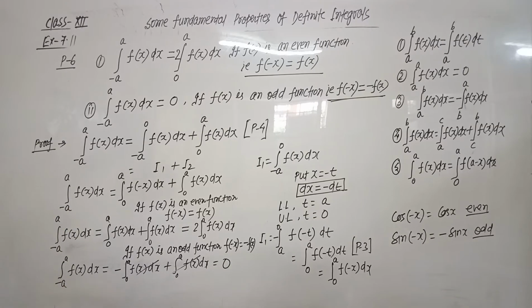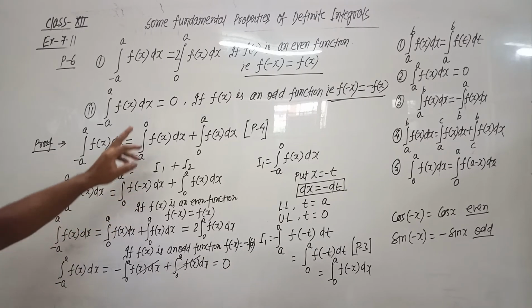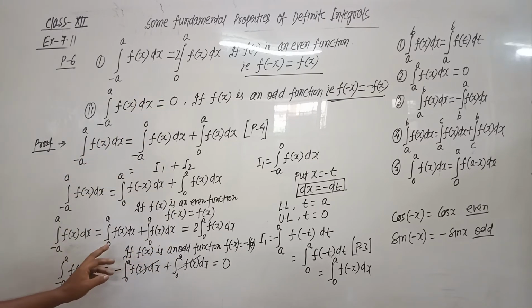So we get property number 6, that integration from minus a to a of f(x) dx is equal to twice integration 0 to a of f(x) dx if f(x) is an even function, and integral from minus a to a of f(x) dx becomes 0 if f(x) is an odd function.